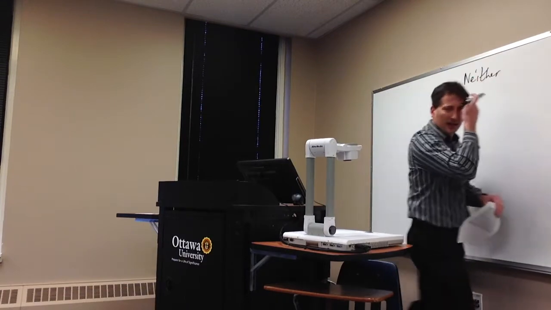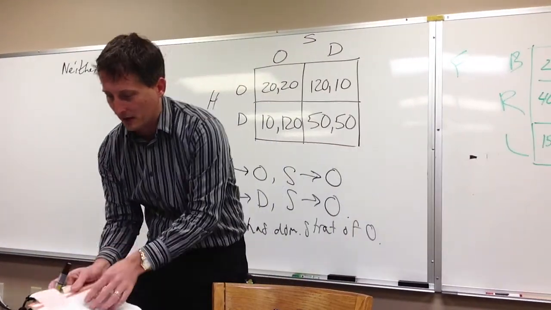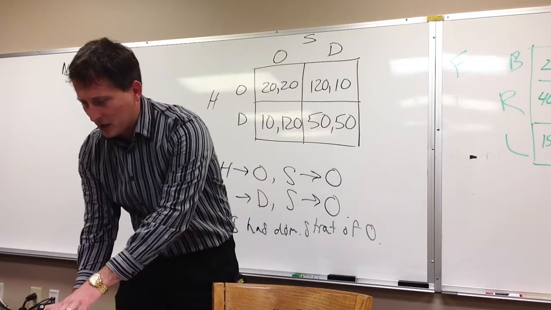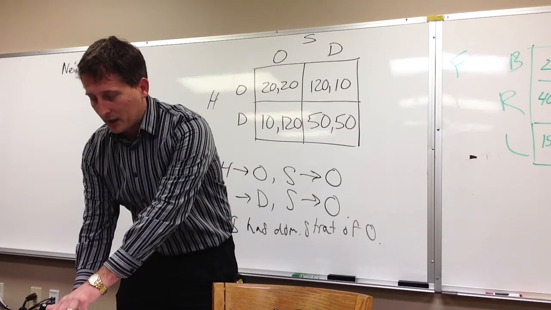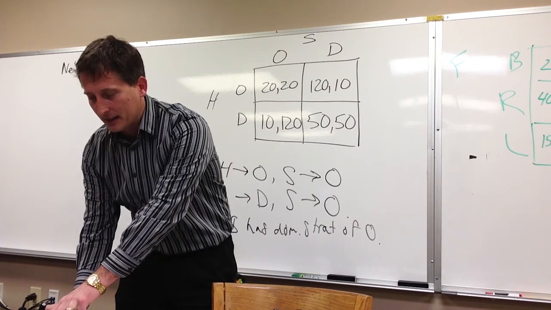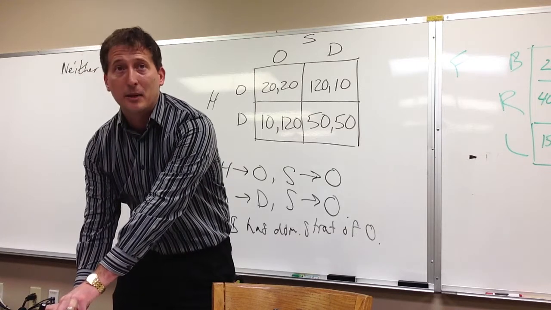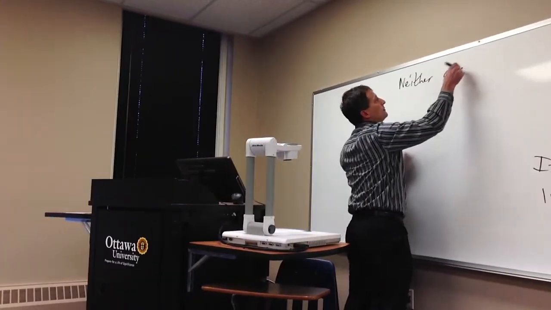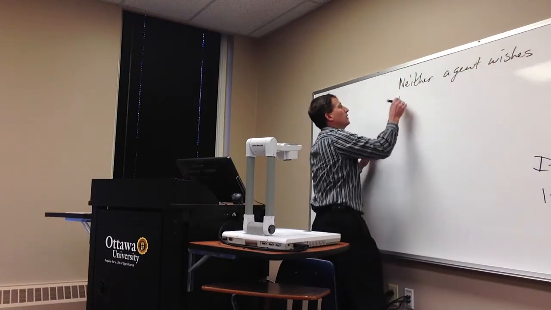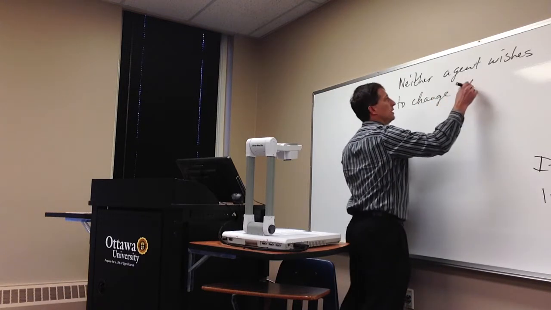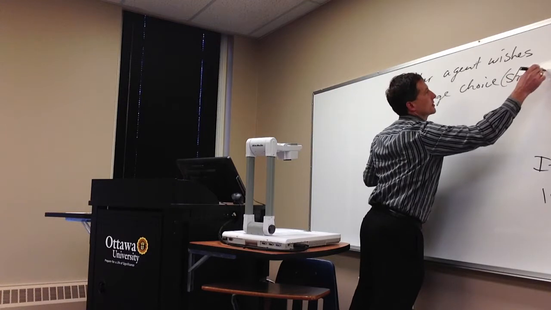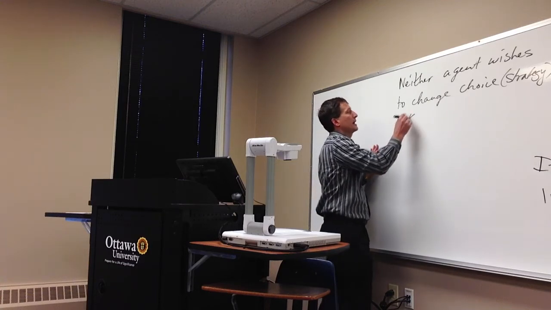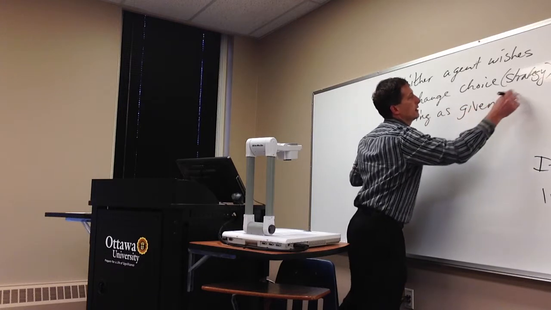Your textbook, in fact, let me tell you what the textbook definition is. I think I like mine for solving this type of payoff. But so, Nash equilibrium, this is from chapter 11: an equilibrium in which each firm is doing the best it can conditional on the actions taken by its competitors. So if that works better for you, the flow of it, I like mine a little better. Neither agent wishes to change choice, or more formally, we'd call this the strategy. So neither agent wishes to change their strategy, taking as given the other's choice.